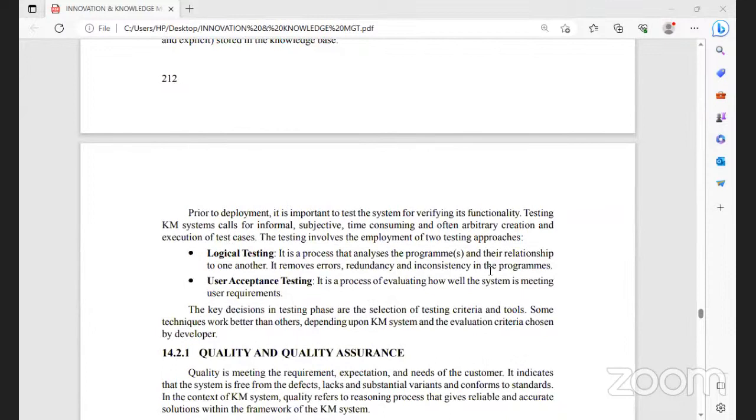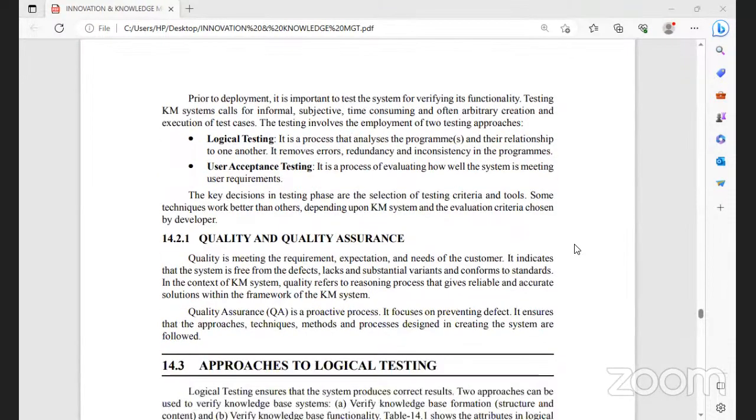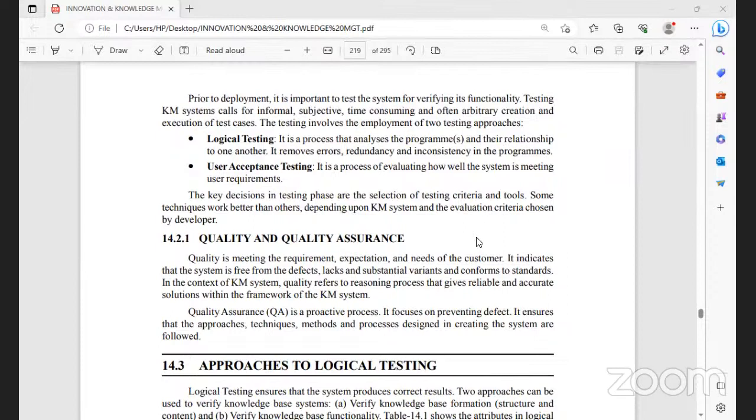Prior to deployment, it is important to test the system for verifying its functionality. Testing knowledge management systems calls for informal, subjective, time-consuming, and often arbitrary creation and execution of test cases. The testing involves the employment of two testing approaches, logical testing and user acceptance testing. There also will be manual testing in the IT testing process.